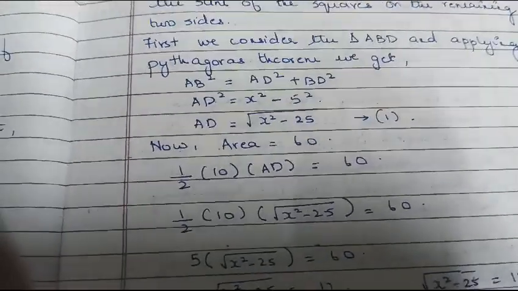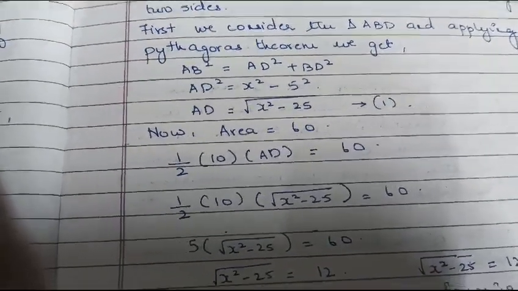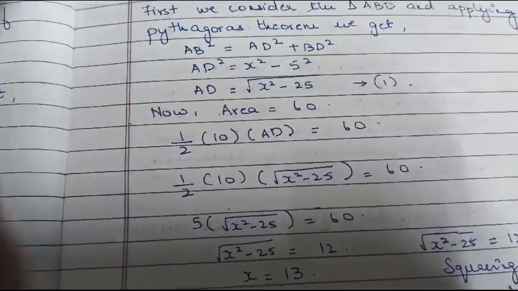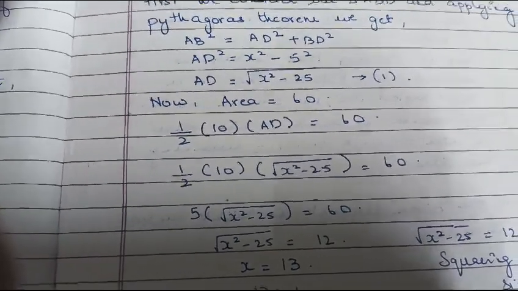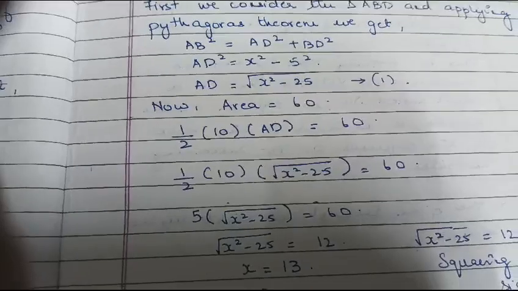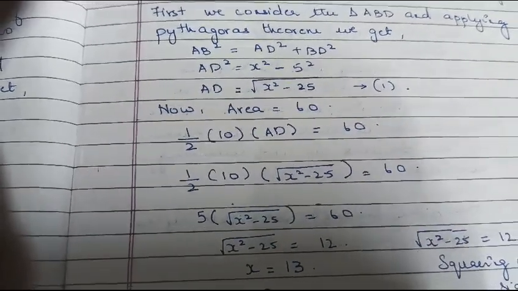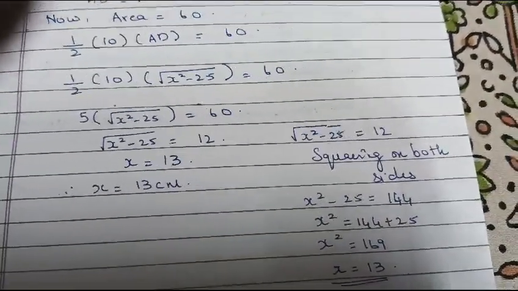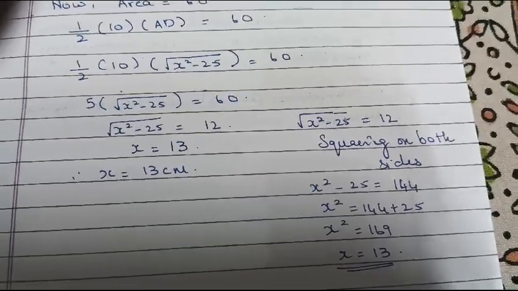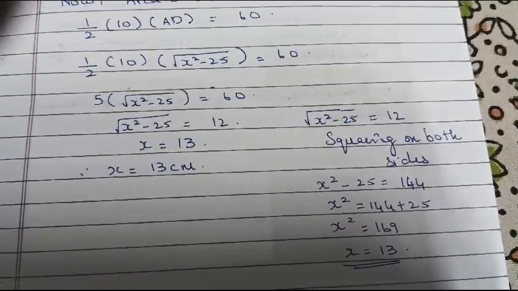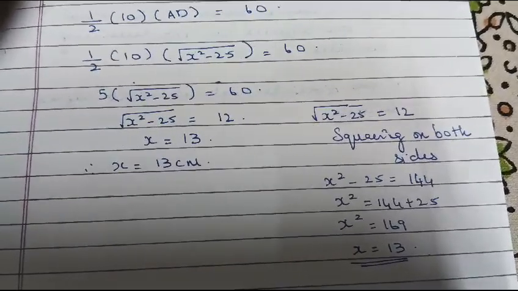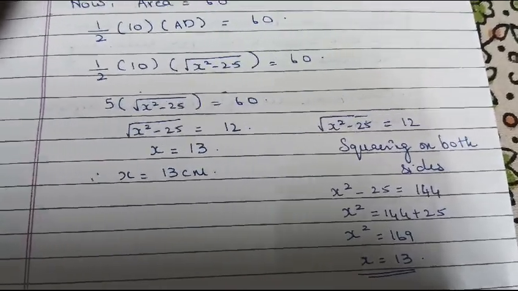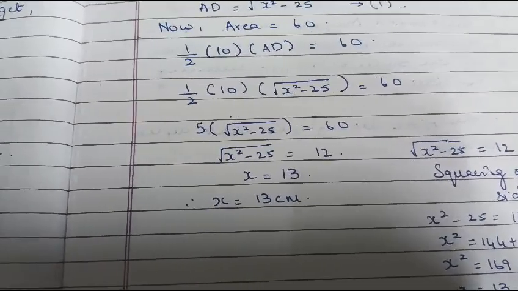Now, applying the formula of area, half into 10 into AD is equal to 60. Half into 10 into root of x square minus 25 is equal to 60. That is 10 by 2 is 5. 5 into root of x square minus 25 is equal to 60. Now next, root of x square minus 25 is equal to 12 because 60 by 5 is 12. Now I am doing the simplification here. Squaring on both sides, x square minus 25 is 144. x square is equal to 144 plus 25. x square is equal to 169. x is equal to 13. Therefore, x is equal to 13 centimeters.